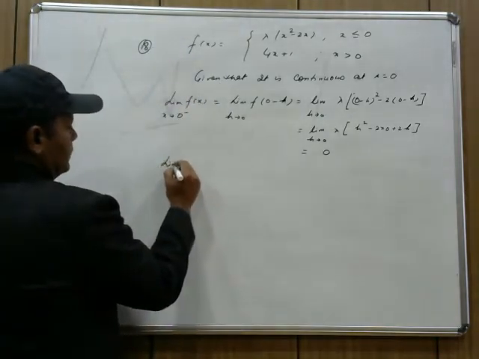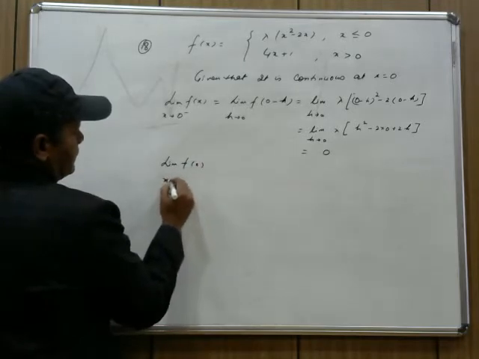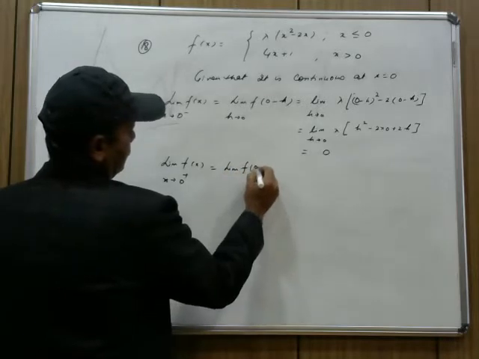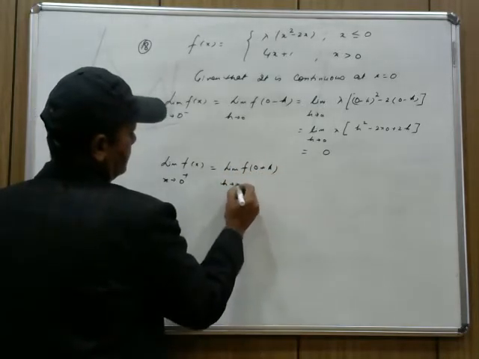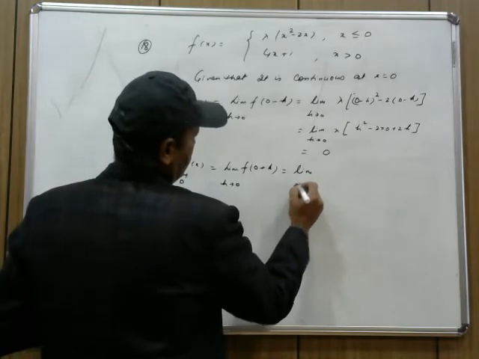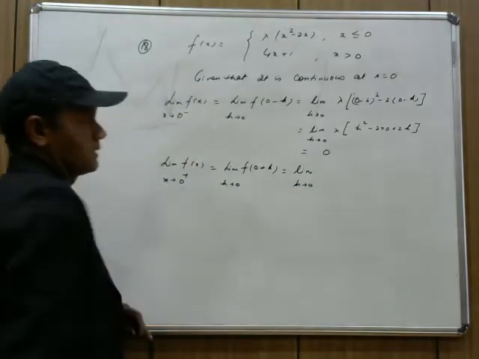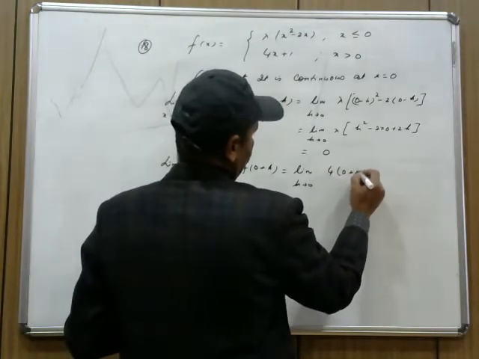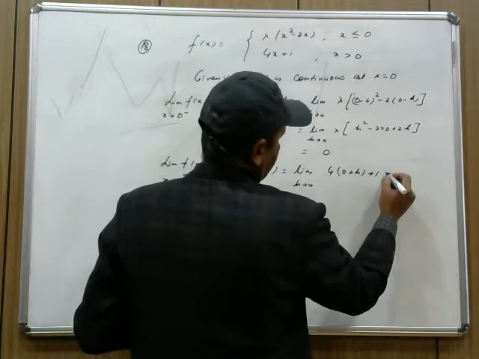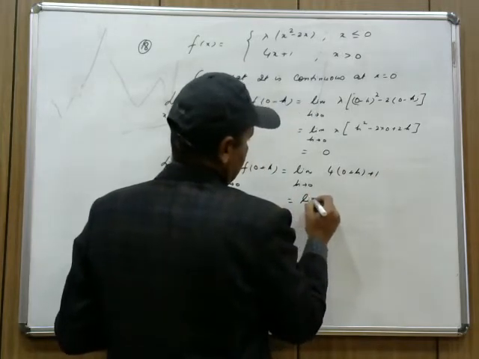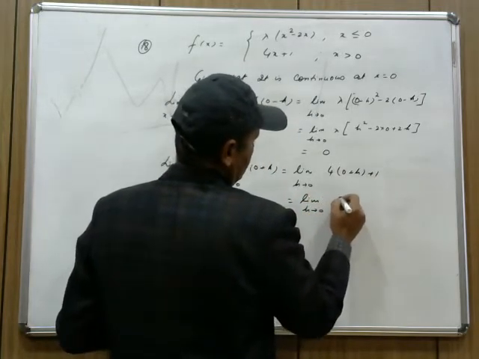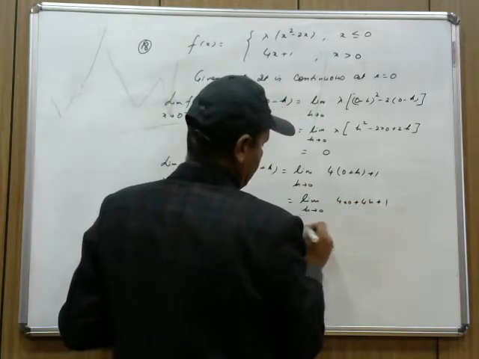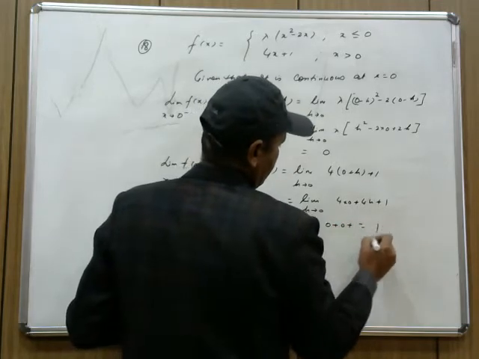Second part, limit f of x, x tends to 0 plus is equal to limit f of 0 plus h, h tends to 0, with 0 plus h more than 0. You go for the second part of this function, 4 times (0 plus h) plus 1, and that is equal to limit h tends to 0 of 4 into 0 plus 4h plus 1, that will have 0 plus 0 plus 1 and is equal to 1.